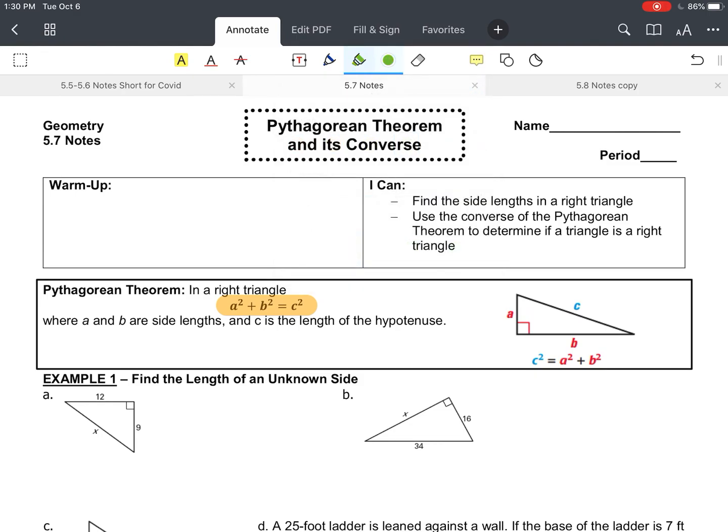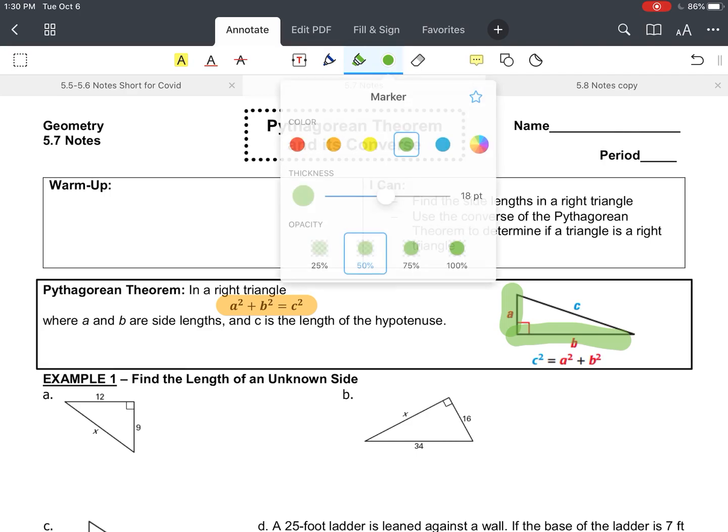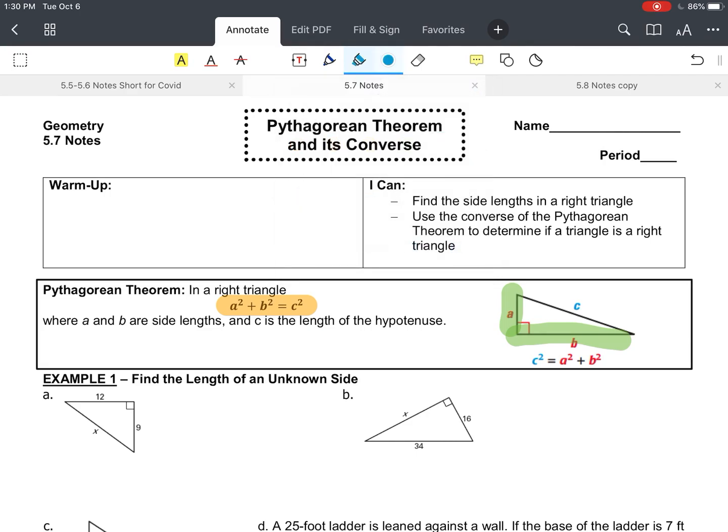There's a few things that are important to make sure you understand, and that's that a and b are legs of the right triangle. So they're going to be the two shorter sides. It doesn't matter whether you want to call one a or one b, it doesn't make a difference. And then c is going to be your hypotenuse, which is the longest side opposite the right angle. So again, that's what's important to know, and it's just a matter of substituting in what you know and solving.